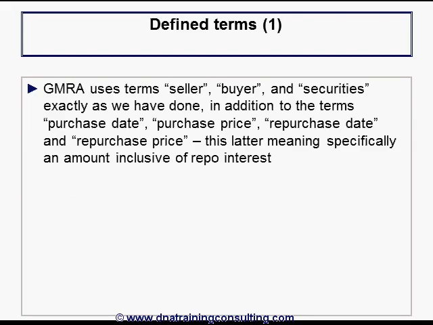Starting with defined terms, we note that the GMRA uses the terms seller, buyer, and securities exactly as we have done, in addition to the terms purchase date, purchase price, repurchase date, and repurchase price, this latter meaning specifically an amount inclusive of repo interest.